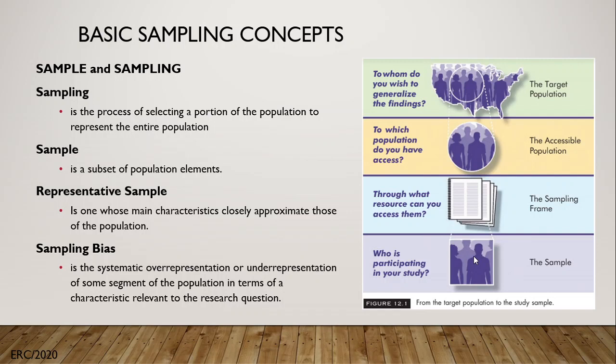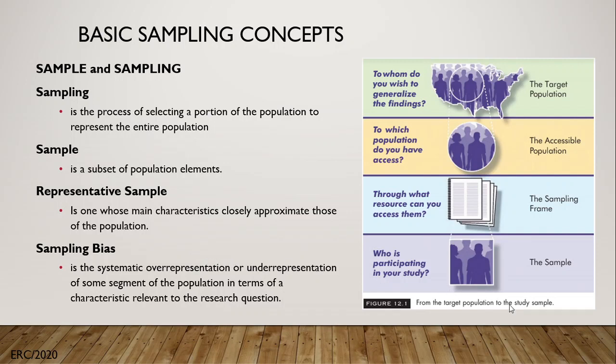Information from samples can, however, lead to erroneous conclusions, and this is especially a concern in quantitative studies. In quantitative studies, a key criterion of adequacy is the sample's representativeness. Okay, very important yung representativeness when we are going to create yung sample natin. Okay? So, sampling bias is the systematic overrepresentation or underrepresentation of some segment of the population in terms of the characteristics relevant to the research question.